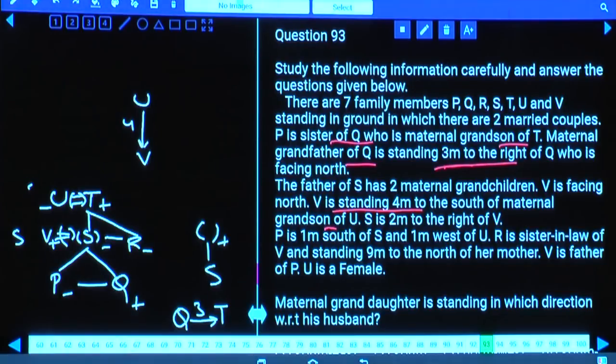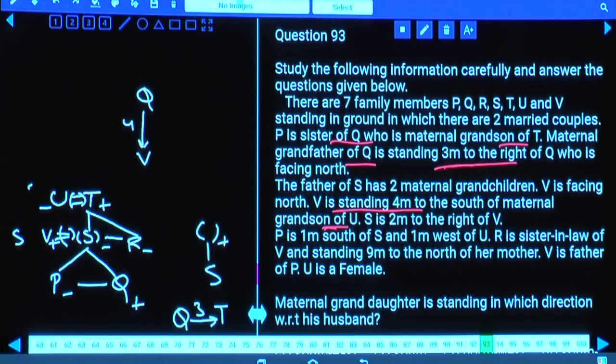V is standing 4 meters to the south of the maternal grandson of U. Who is the maternal grandson of U? Q. Hence V is 4 meters to the south of whom? V is 4 meters to the south of Q.